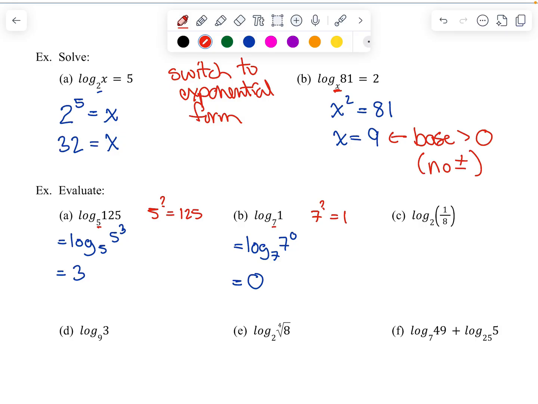Notice that our goal here is to try and have these things have the same base. If they have the same base, the answer is just the exponent.